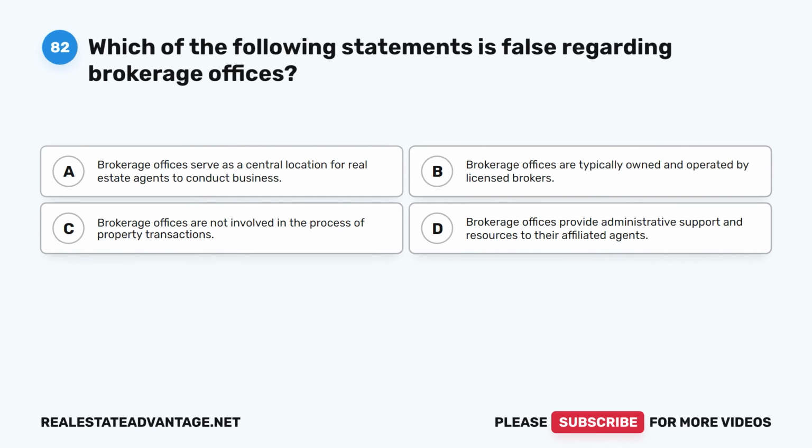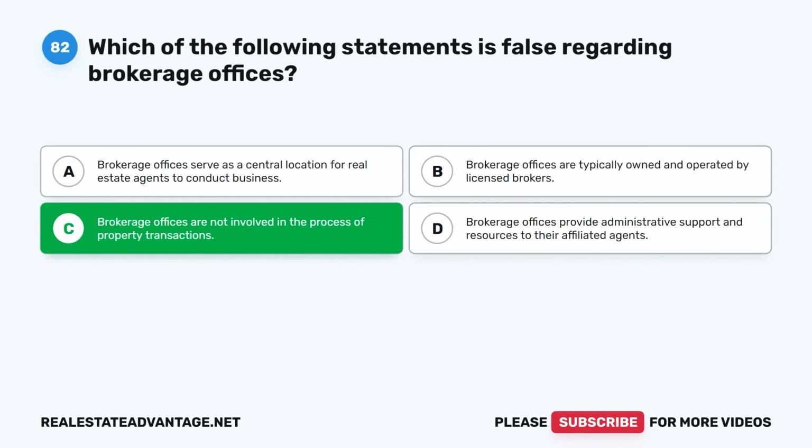Question 82. Which of the following statements is false regarding brokerage offices? A. Brokerage offices serve as a central location for real estate agents to conduct business. B. Brokerage offices are typically owned and operated by licensed brokers. C. Brokerage offices are not involved in the process of property transactions. D. Brokerage offices provide administrative support and resources to their affiliated agents. The correct answer is C.